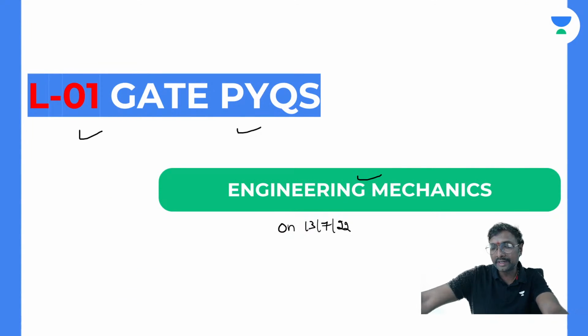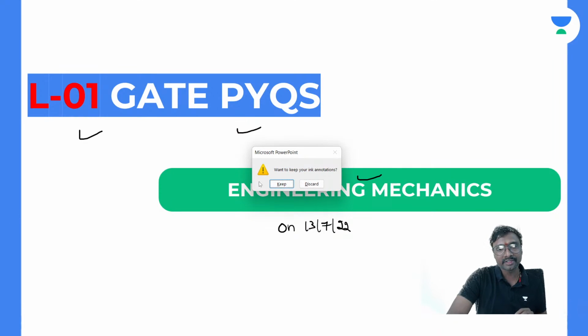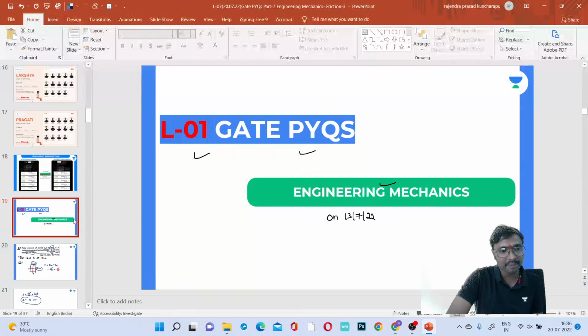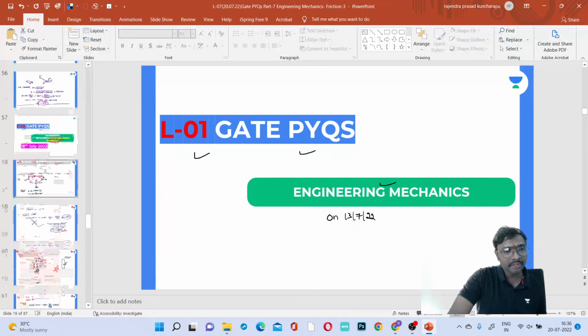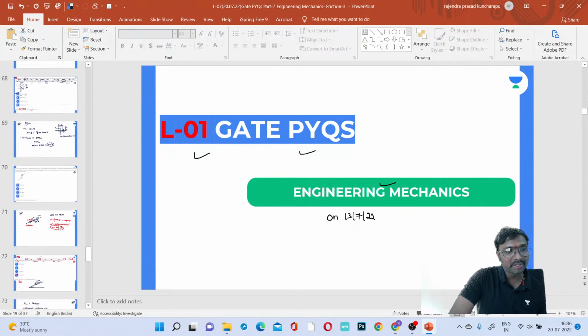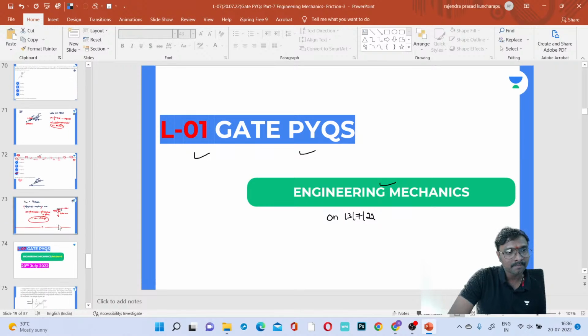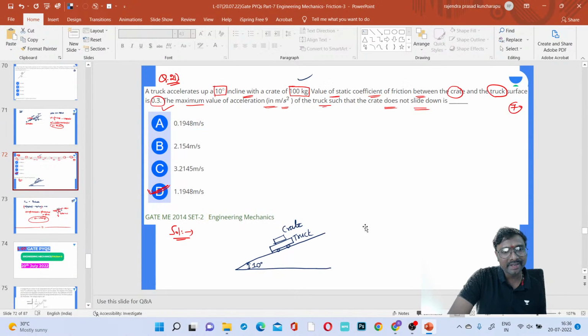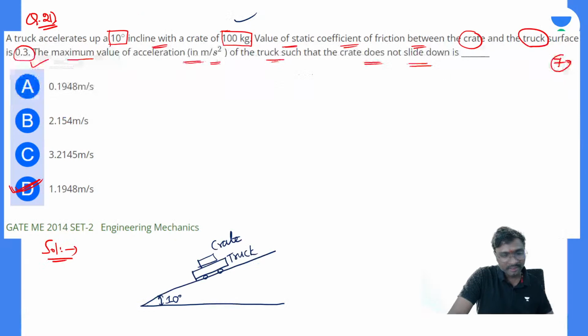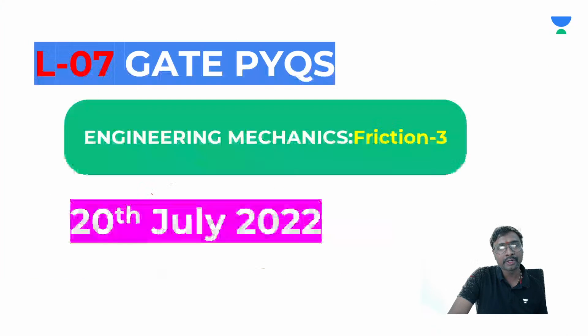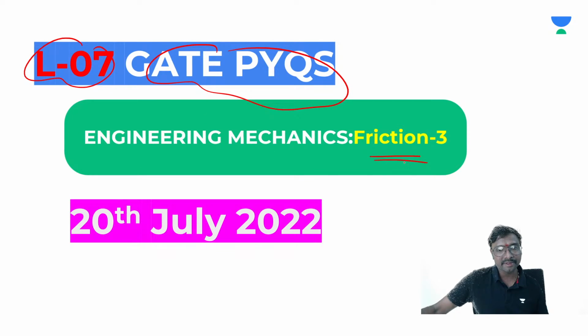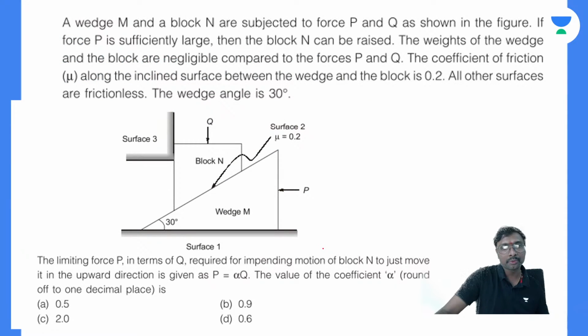Now coming to our today's discussion. Today's discussion, if you just observe, is a continuation of this, that we are discussing the topic of friction, everyone. We have done 21 questions of engineering mechanics. This is lecture 7 on GATE PYQs of engineering mechanics, friction 3, 20th July 2022. So 21 questions are done.